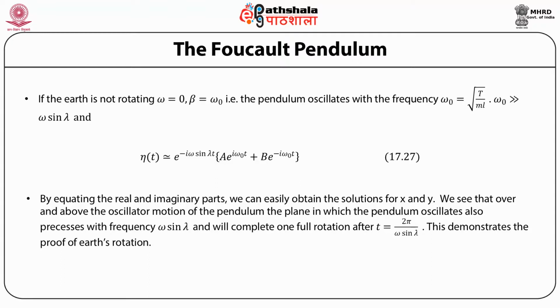We see that over and above the oscillatory motion of the pendulum, the plane in which the pendulum oscillates also precesses with a frequency omega sine lambda, and this will complete one full rotation after a time T given by T is equal to 2 pi by omega sine lambda. This demonstrates the proof of Earth's rotation.